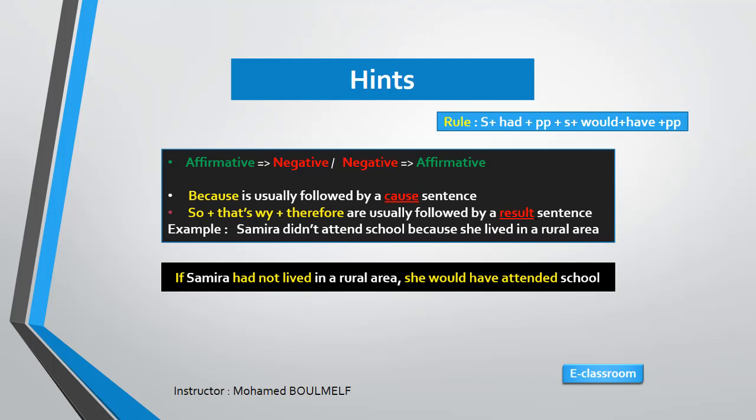Why, guys? Because the second part, that is, she lived in a rural area, is the sentence that we need to put after if, okay? And we're going to implement the rule, that is subject plus had plus past participle, okay? And the next one is the main clause, that is subject plus would plus have plus past participle.